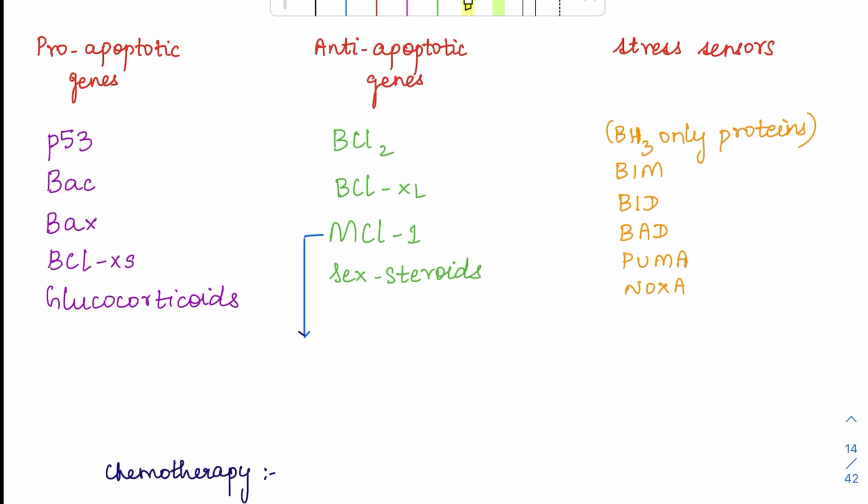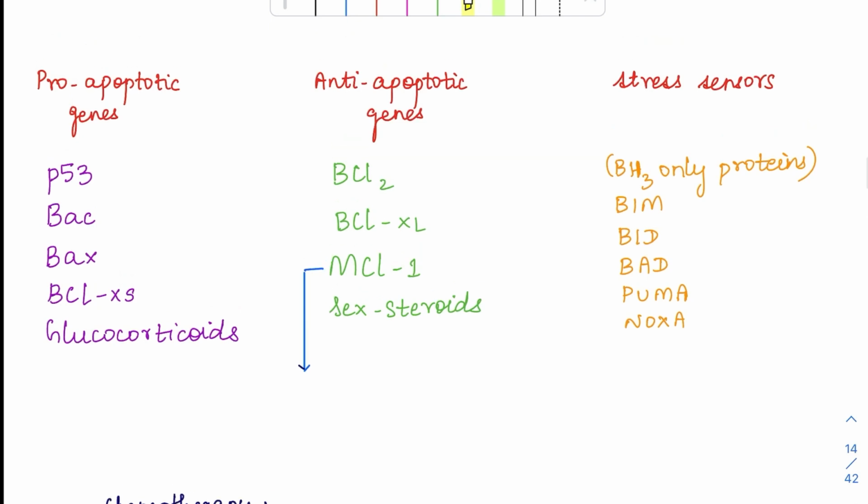We have pro-apoptotic genes which promote apoptosis, then anti-apoptotic genes which prevent apoptosis. Then we have stress sensors which actually trigger the cell injury. So it is the one which senses that the cell has been injured and it will start to promote the apoptosis. Normally there is a balance between the pro-apoptotic and anti-apoptotic genes, but when there is a cell injury, what happens? The anti-apoptotic genes will be decreased and pro-apoptotic genes will be elevated. So it will result in apoptosis.